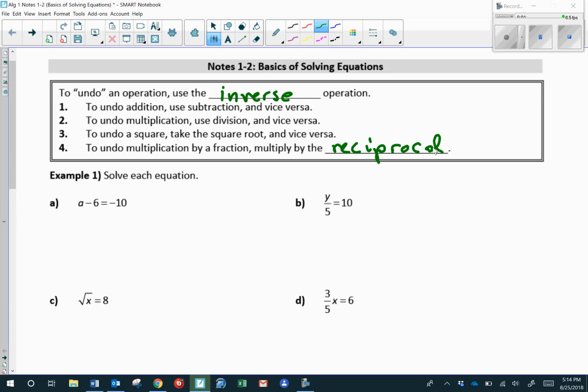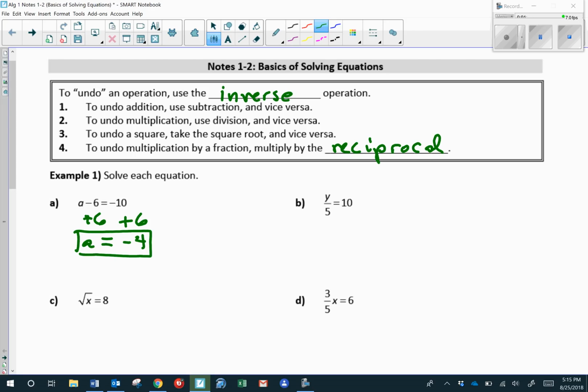All right, in our first equation that we want to solve, we have a minus 6 is equal to negative 10. If I want the equation to read a equals a number, I have to undo that subtraction by adding 6. And I'm going to have to do that to both sides of the equation to keep it equal. So a minus 6 plus 6 is just a. The minus 6 and plus 6 undo each other. On the right side of the equation, negative 10 plus 6 is negative 4. So our solution is a is equal to negative 4.